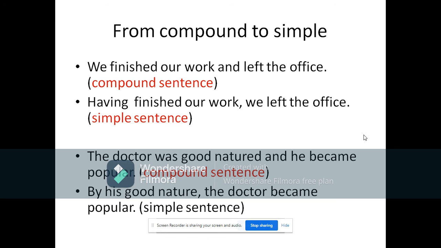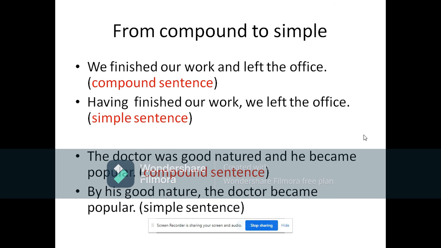Or you can say, finishing our work, we left the office. It is also correct. Finishing our work, we left the office. Or, having finished our work, we left the office.